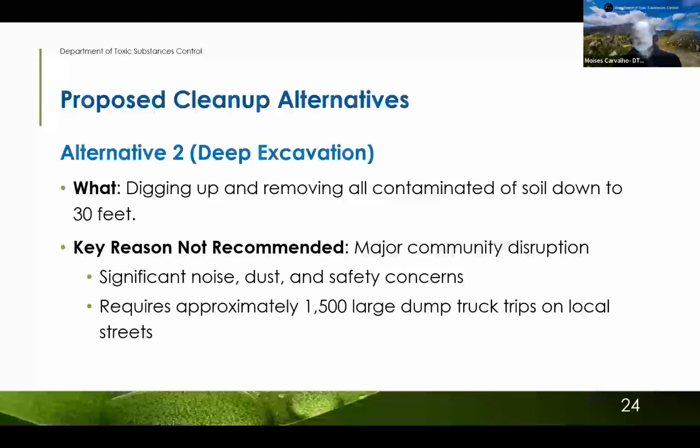The deep excavation would also require shoring of walls to protect the surrounding homes and buildings. This also increases disruption to the community and costs. We do not recommend this option. Next slide.